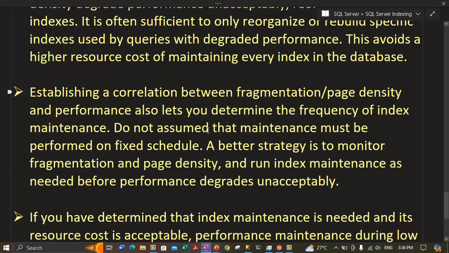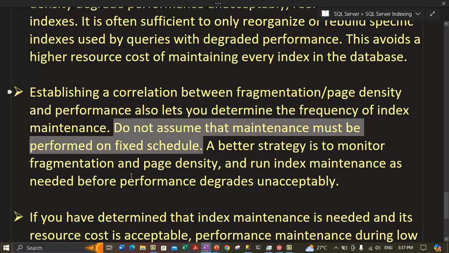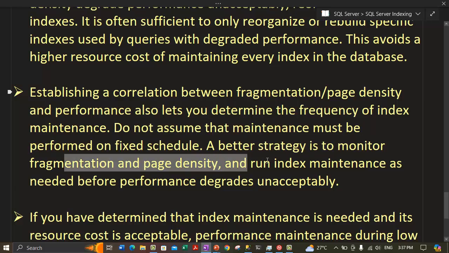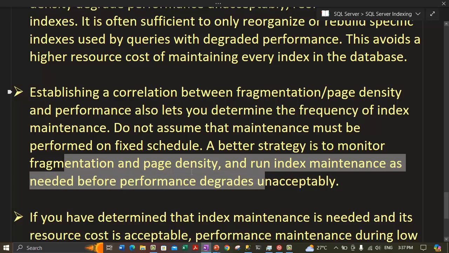Do not assume that maintenance must be performed on a fixed schedule. So we should not take this as an assumption that we have to perform the maintenance on a fixed schedule. And we have a better strategy. The better strategy is to monitor fragmentation and page density and run index maintenance as and when needed, before performance degradation becomes unacceptable.